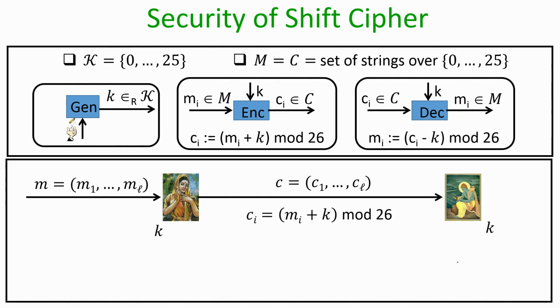The adversary has intercepted the ciphertext, which consists of L ciphertext characters, and it knows that the ith ciphertext character is related to the unknown ith plaintext character by this relationship. So, here m_i as well as k is unknown to the attacker, and the goal of the attacker is to recover back the message.